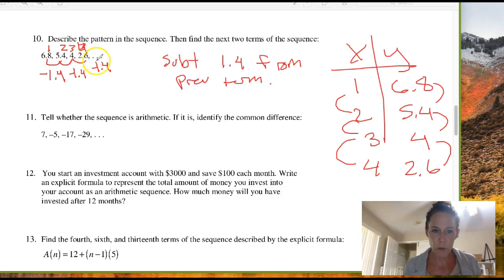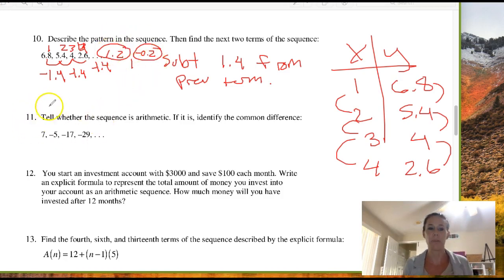Well, I'm just going to go 2.6 minus 1.4, and that's going to give me 1.2. So there's the next term. And then I'm going to go 1.2 minus 1.4, and that's going to give me negative 0.2. So there are my next 2 terms.